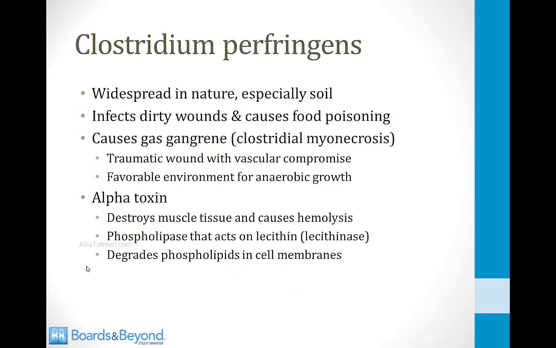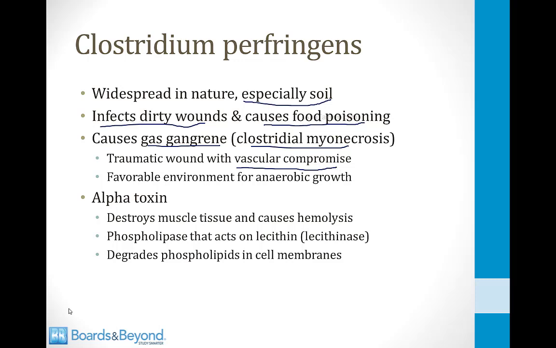Clostridium perfringens is the next Clostridium we'll discuss. This is also widespread in nature. It's especially found in soil. And this can do two things. It can infect dirty wounds and cause gas gangrene, and it also can cause food poisoning. So gas gangrene is also called clostridial myonecrosis, and this happens when a traumatic wound compromises the vasculature, and this creates a favorable environment for anaerobic growth. So without good blood supply, there's less oxygen, and the bacteria likes this because it's anaerobic.